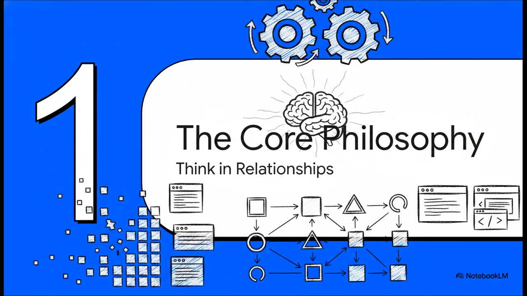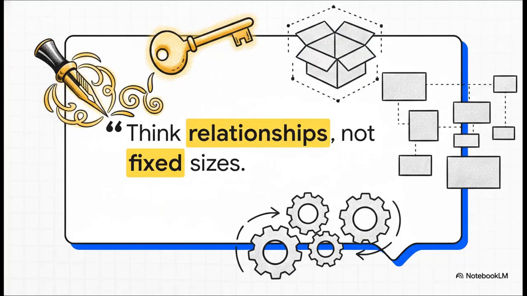To really fix this, we need more than just a few tricks. We need a totally new way of thinking. It's a fundamental shift. It's not about pushing pixels around. It's about understanding the core philosophy of what makes a layout truly flexible. This, right here, this is the golden rule. Seriously, if you take one thing away from this, let it be this phrase. Think relationships, not fixed sizes. This single idea is the key that unlocks absolutely everything else in auto layout. Once this clicks, the whole system just starts to make perfect sense.